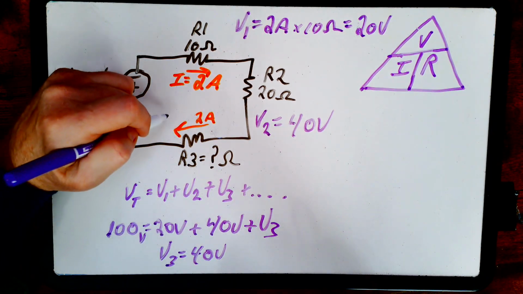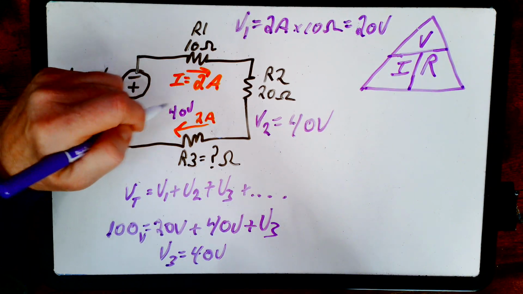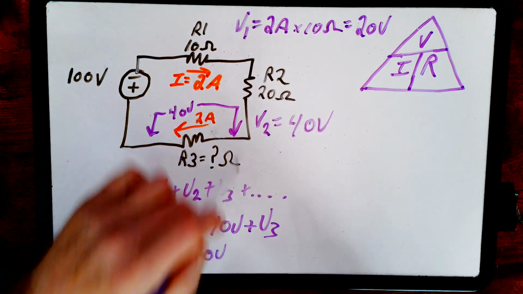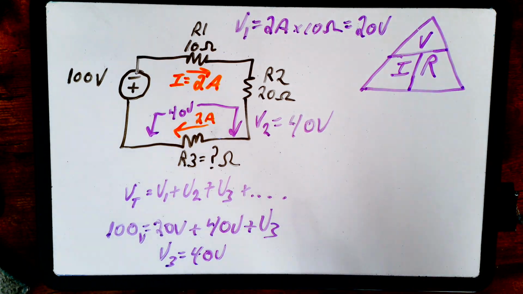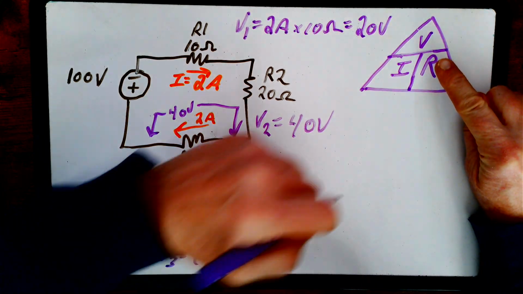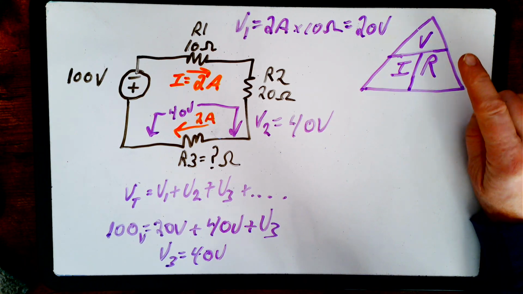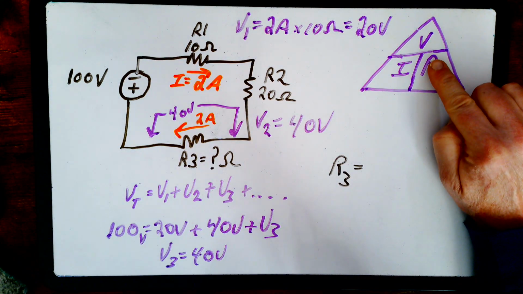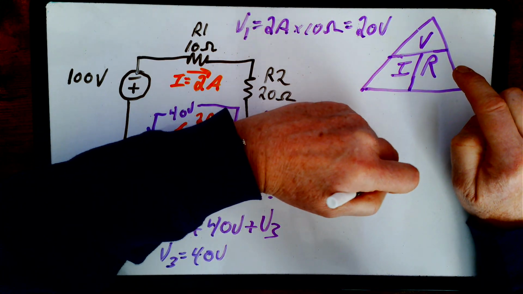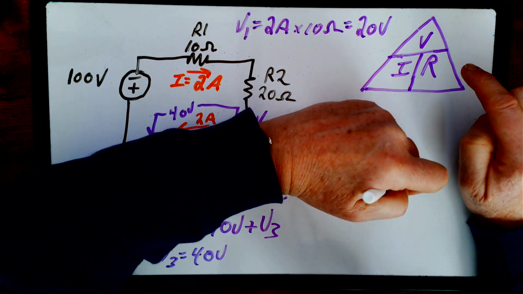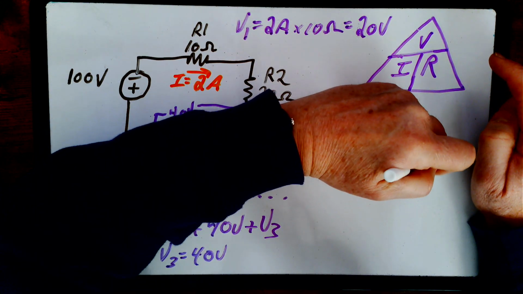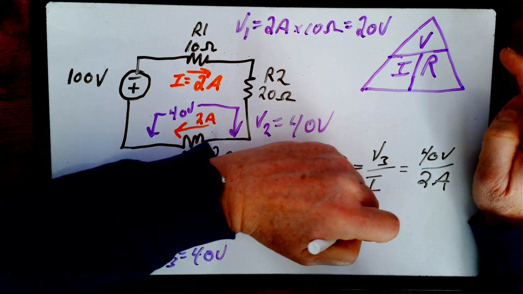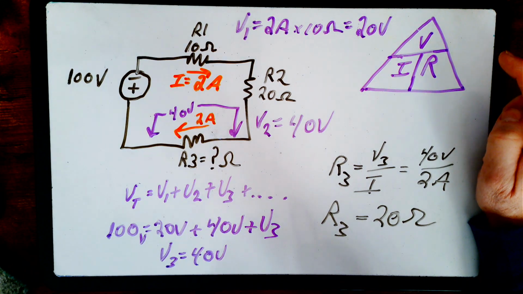All right, so if we have 40 volts up here, voltage drop across R3, 40 volts, and 2 amps going through it, using Ohm's law, right, R3 is going to equal V3 divided by the current. And that's going to be the 40 volts divided by the 2 amps. So R3 is going to equal 20 ohms.